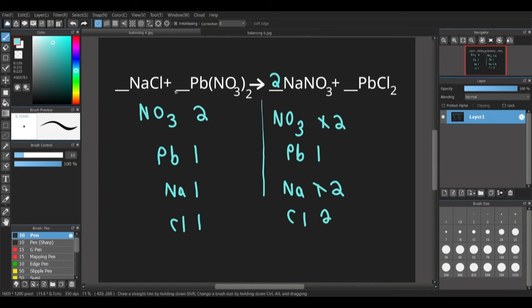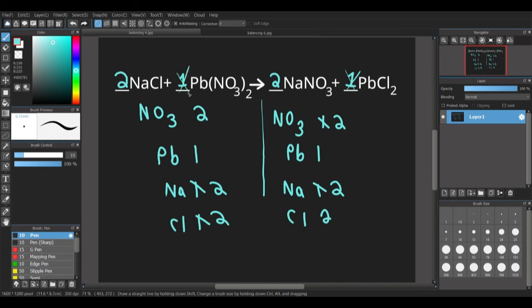So to fix that, I'm going to put a 2 in front of the Na on the reactant side as well, which will give me 2 sodiums, but then 2 chlorines as well. And that actually finishes up the balancing, because we have 2 sodiums and 2 sodiums, 2 chlorines and 2 chlorines, 2 NO3s, 2 NO3s, and 1 Pb on both sides. We're going to leave these blank, or if you really wanted to, you could put a 1. But like I keep saying, we usually omit those in chemistry.